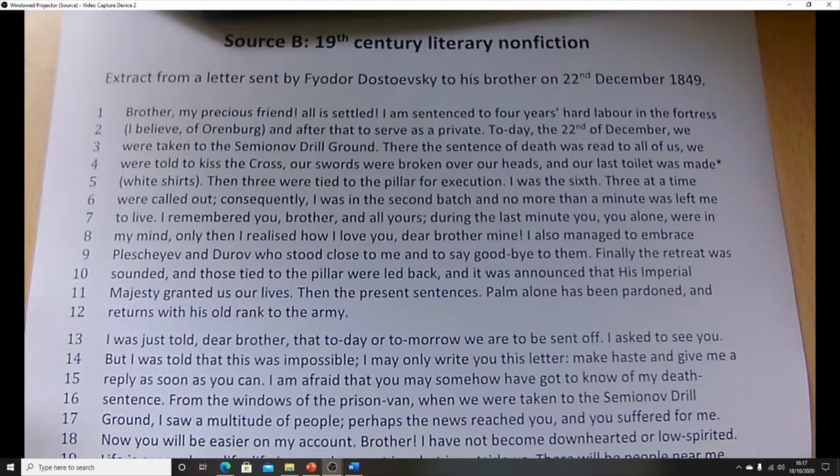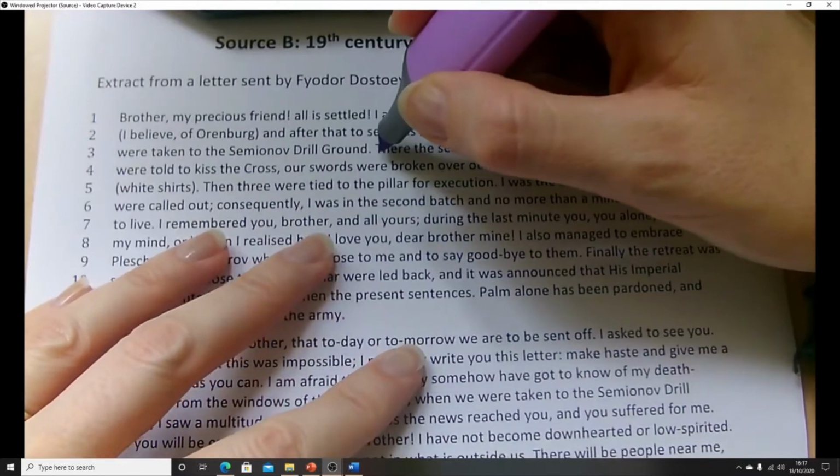So, brother, my precious friend, all is settled. I am sentenced to 4 years hard labour in the fortress, I believe of Orenburg, and after that to serve as a private. Today, the 22nd of December, we were taken to the Semenov drill ground. There the sentence of death was read to all of us.